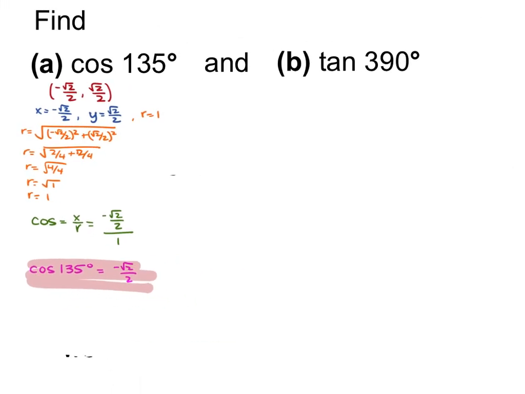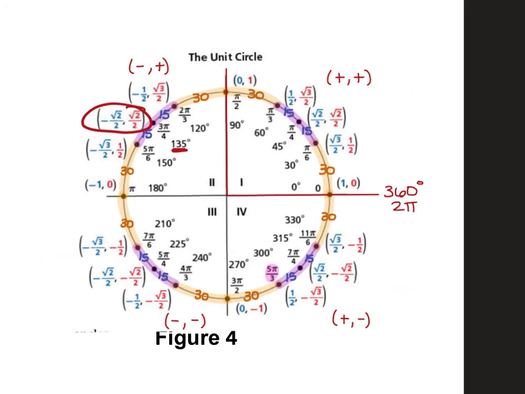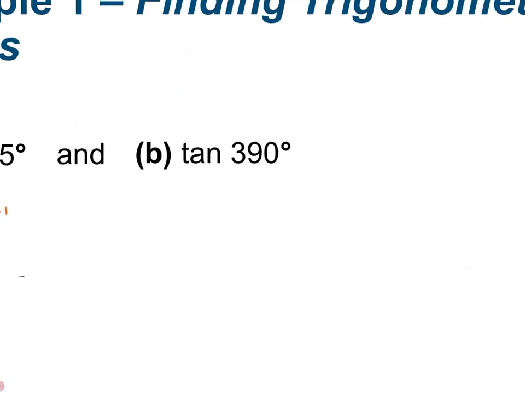For example B, we have the tangent of 390 degrees. If we look back at our unit circle, 390 degrees is more than 360. So we're going to take the 360 degrees and add 30 to it. We're at that square root of 3 over 2, comma 1/2. So we're going to use that as our ordered pair. From here, we have an x, we have a y. X is the square root of 3 over 2. Y is the 1/2.